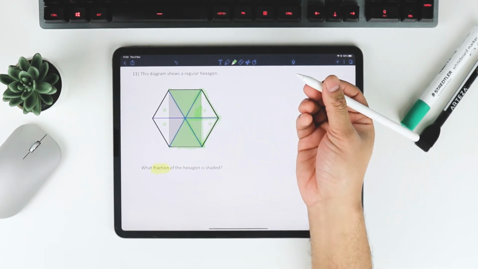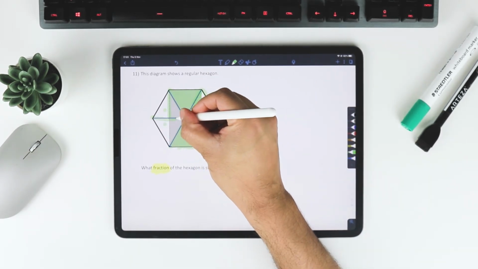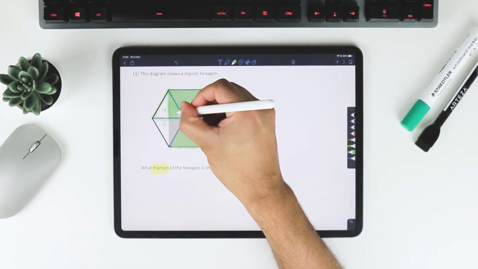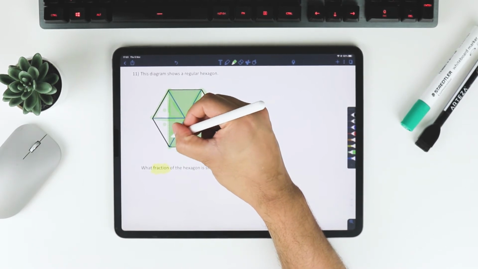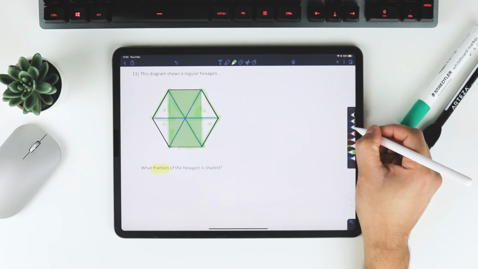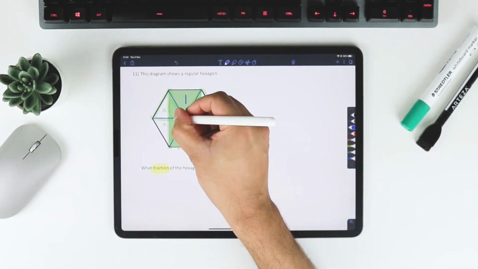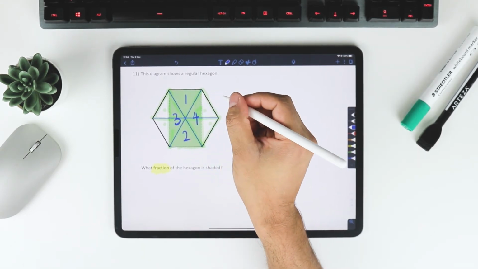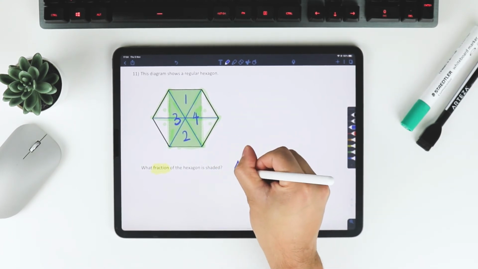And so two halves, we know, make a whole. And the same goes for this triangle here. We can see that we've got a half shaded here and another half shaded there, and therefore we've got another whole there. So altogether, I've got one whole triangle, two whole triangles, three whole triangles, and four whole triangles out of 6 triangles.